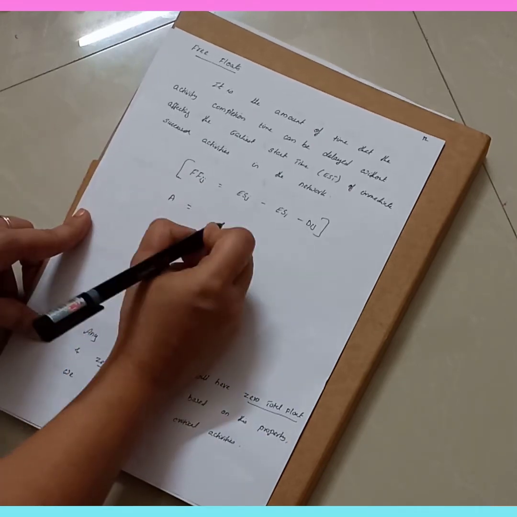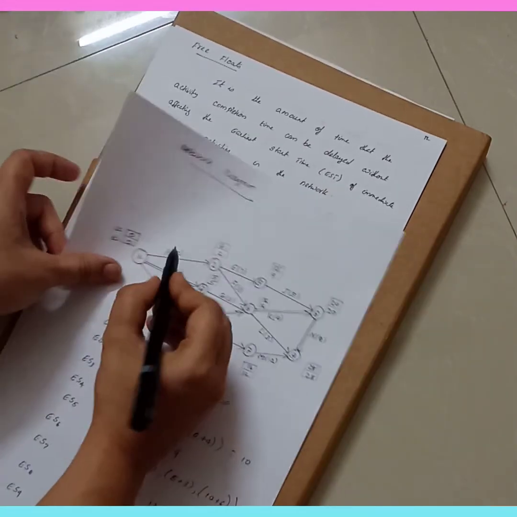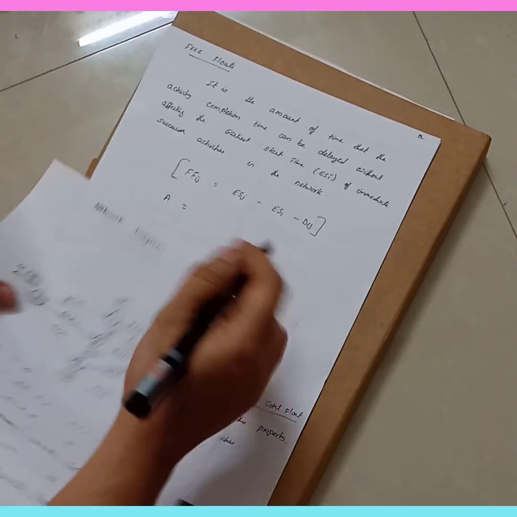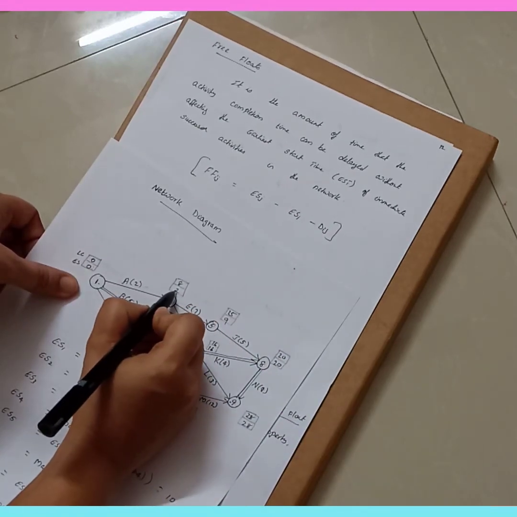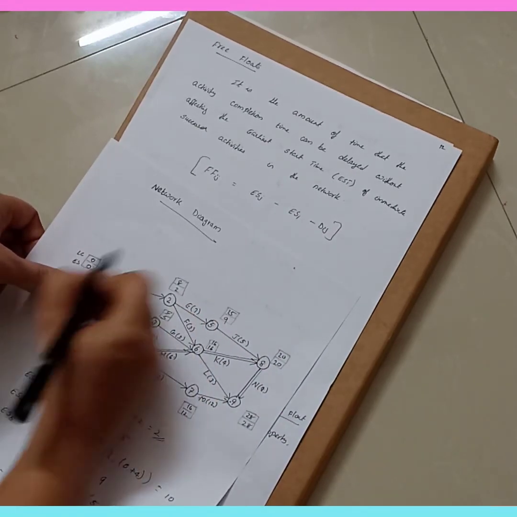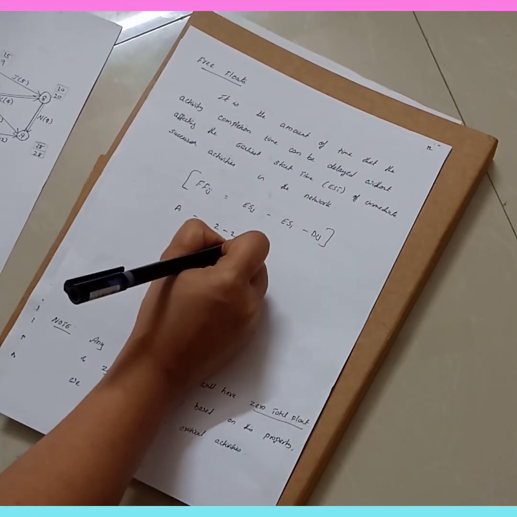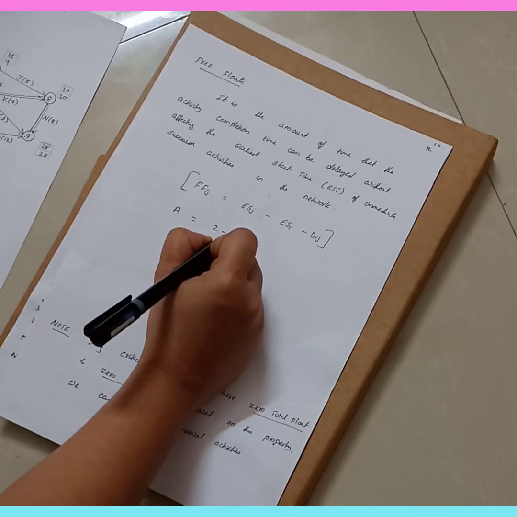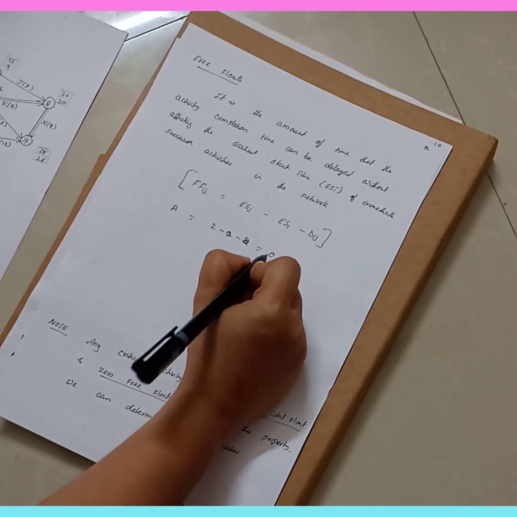So activity A is from 1 to 2, correct? According to the formula, ESJ minus ESI, that means these two values: 2 minus 0 minus the duration, which is again 2. So 2 minus 0 minus 2, right? That is the duration, okay? So you will get 0.